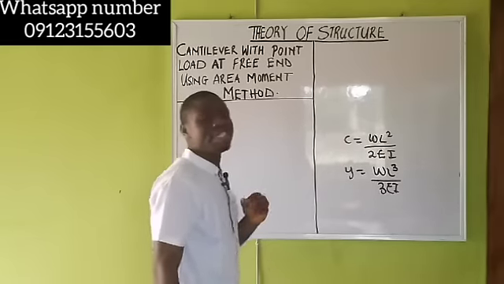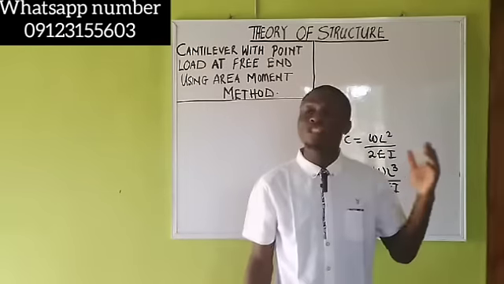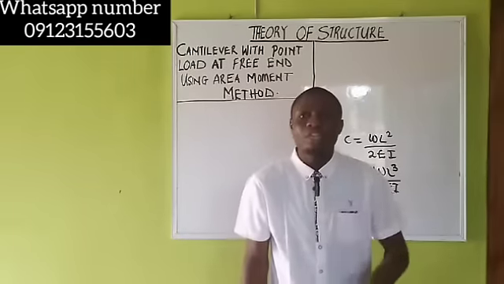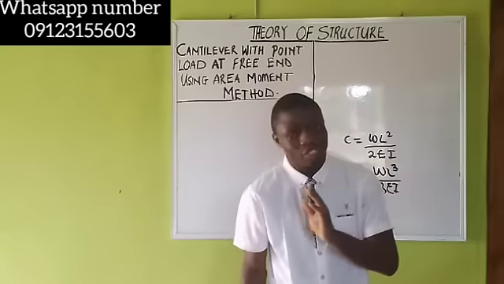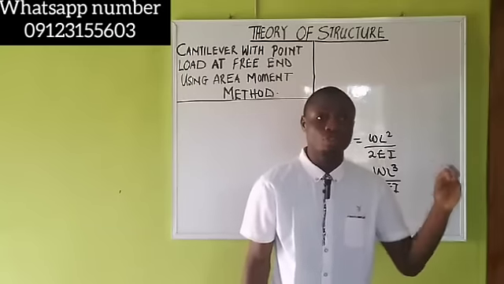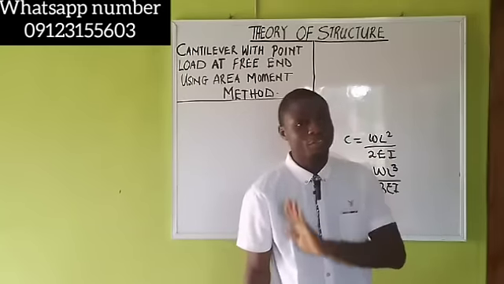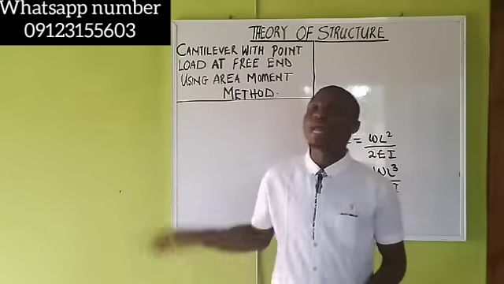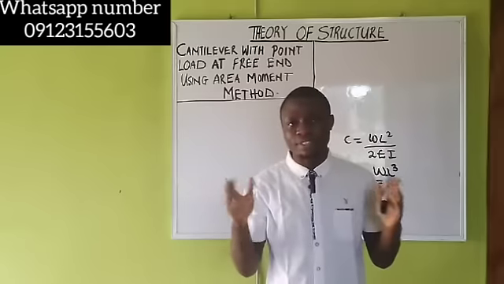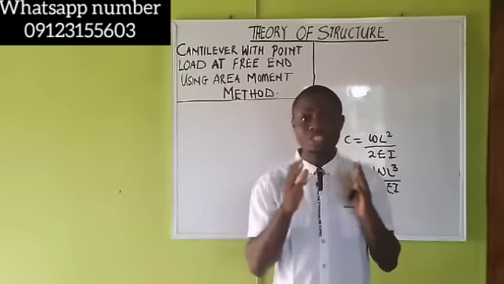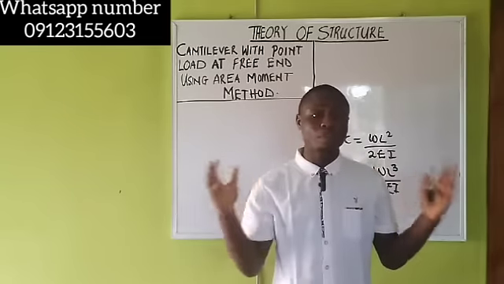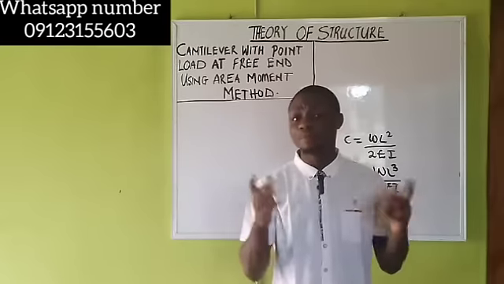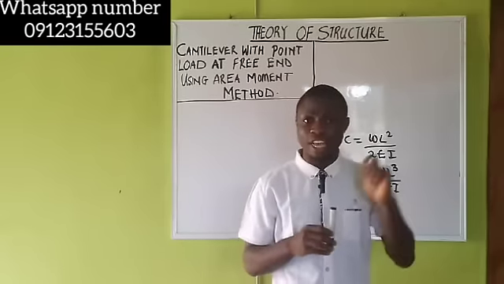So note something. Whether I'm using the double integration method or the area moment method, I will still get the same formula. The only thing is that the processes are different. When we used the double integration method, we included the integration and all the likes. But the area moment method is as simple as ABC. Now, for today, we're going to be considering how to use the area moment method to derive the deflection and the slope equation for a cantilever beam with a point load at its free end.